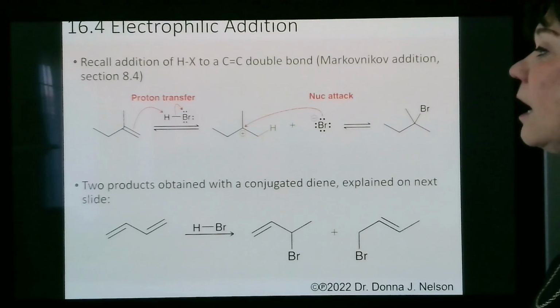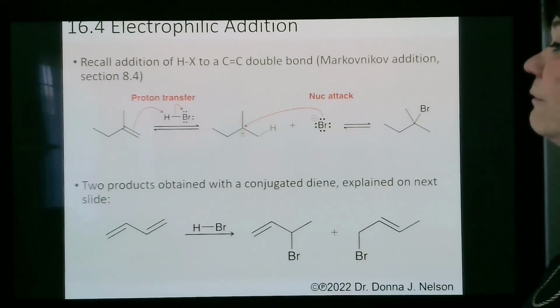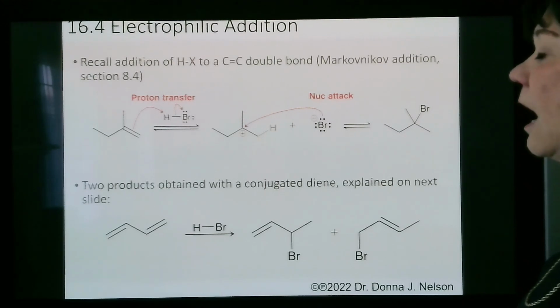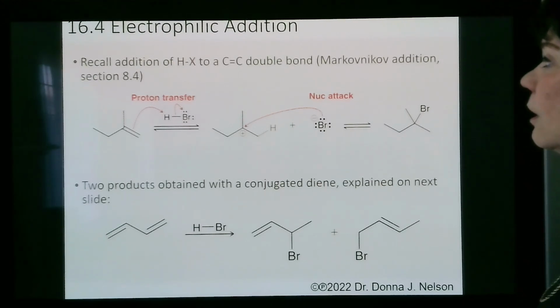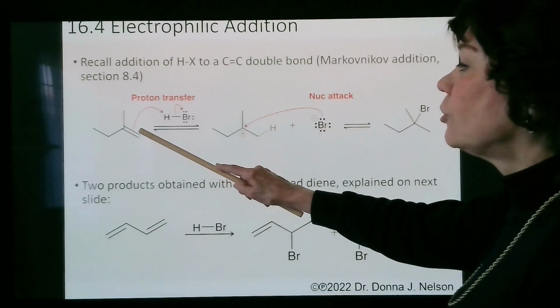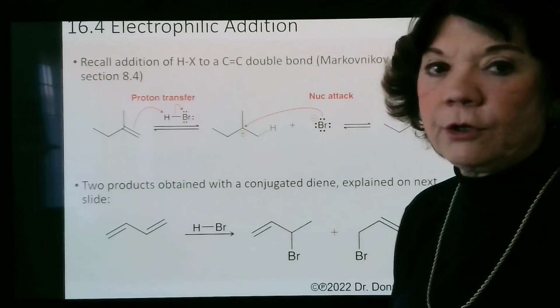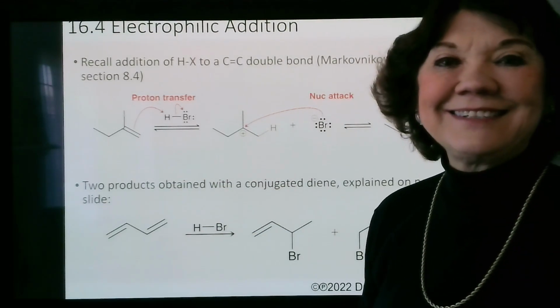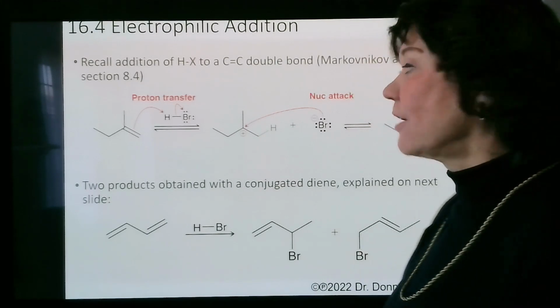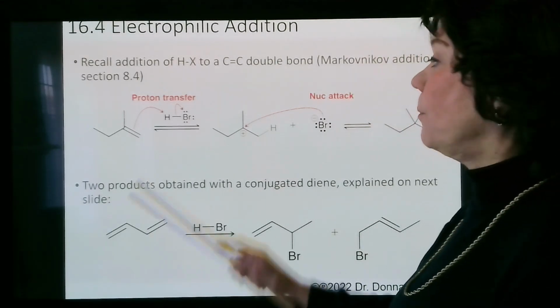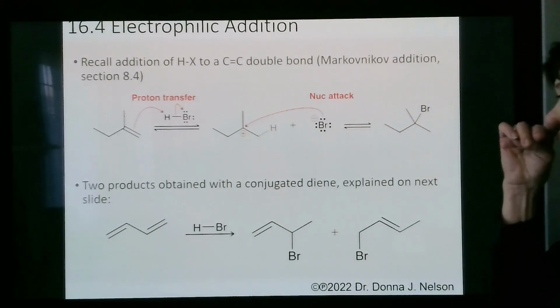So let's review briefly Markovnikov addition of a hydrogen halide to a carbon-carbon double bond. Remember, the first step anytime that you put an organic compound in the presence of an acid is always protonation. And so that's the case here.